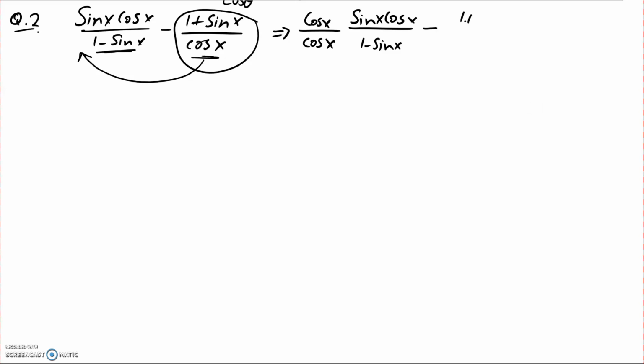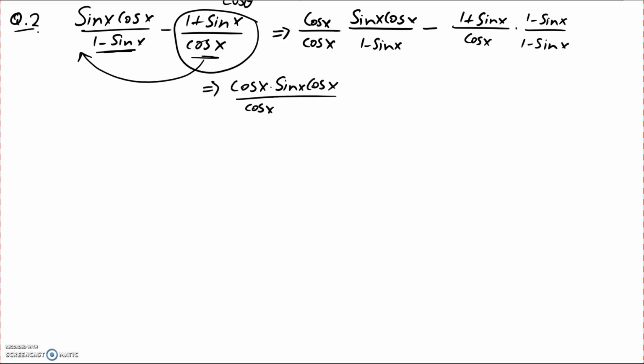Minus 1 plus sin x over cos x, this is the expression, and you are going to multiply with 1 minus sin x over 1 minus sin x. Clear? Now let's combine the denominators. They are going to be cos x times sin x cos x over cos x. It's better to put it in parentheses because there are two expressions.